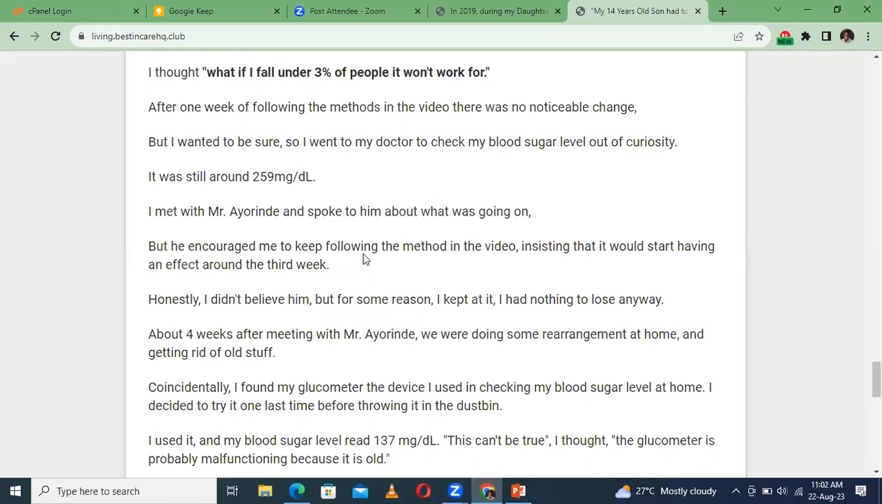Okay, so I met with Mr. Henry and spoke with him about what was going on, but he encouraged me to keep following the method in the video, insisting that it will start having an effect around the 3rd week. Honestly, I didn't believe him, but for some reason, I kept at it. Anyway, about 4 weeks after meeting with Mr. Henry, we were doing some rearrangement at home and getting rid of old stuff.